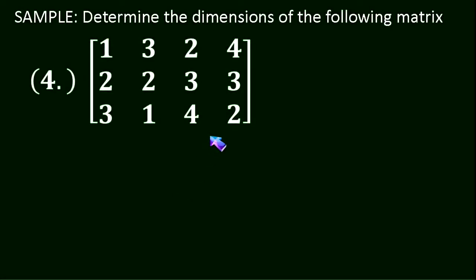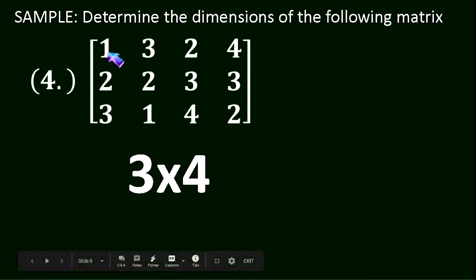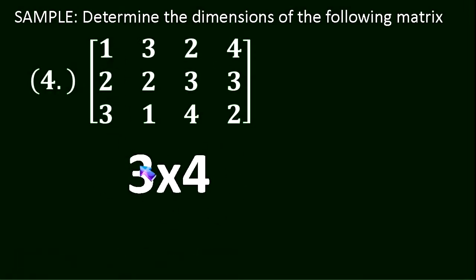Our fourth example. What is the dimension in our fourth example? We have 3 rows and 1, 2, 3, 4 columns. So, that is a 3 by 4 matrix. That is our example for dimension. In determining the dimension, just count the number of rows first, and then the number of columns.